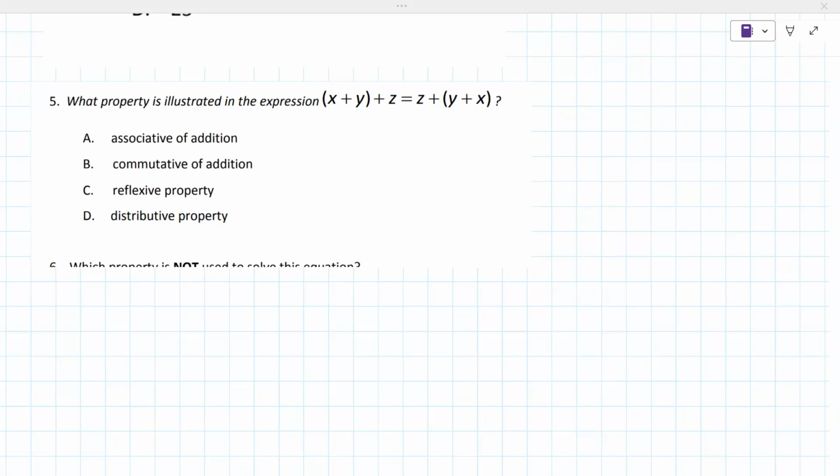What's reflexive property? Well, that's not the answer, so you can ignore that. It's from geometry. It's just something you'll do in geometry to answer your question. It is A.